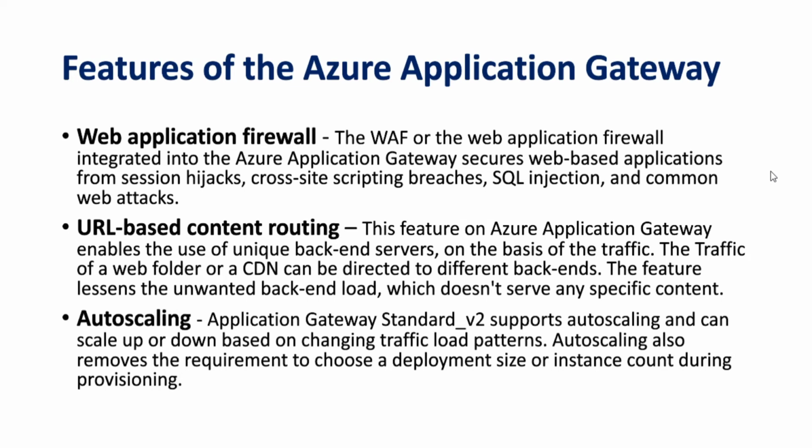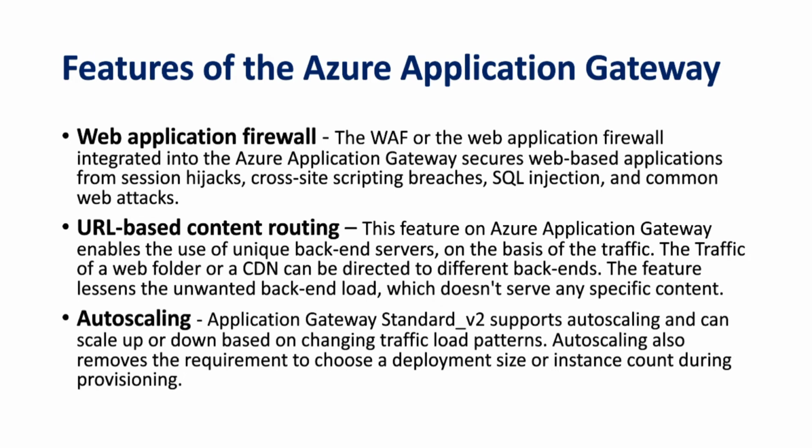Now it comes to the features of Azure Application Gateway. There are a few important features which I have described here. One is, again, the web application firewall. The web application firewall integrates into Azure Application Gateway, which secures web-based applications from session hijack, cross-site scripting, breaches, SQL injection, and common web attacks. With its help, we can reduce the chances of these hijacks happening in our web applications.